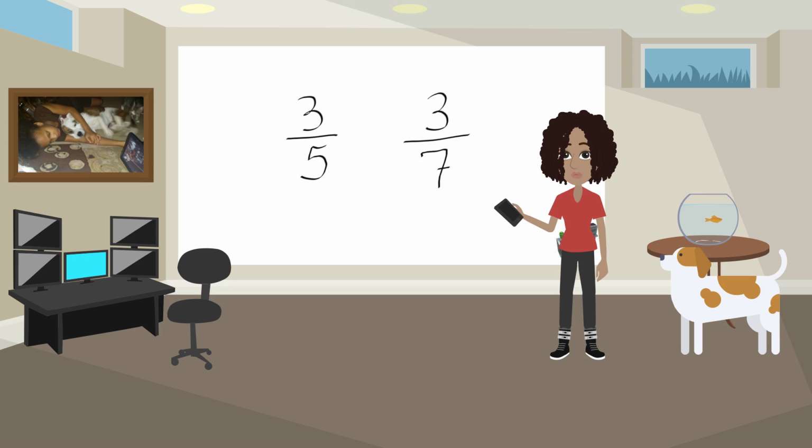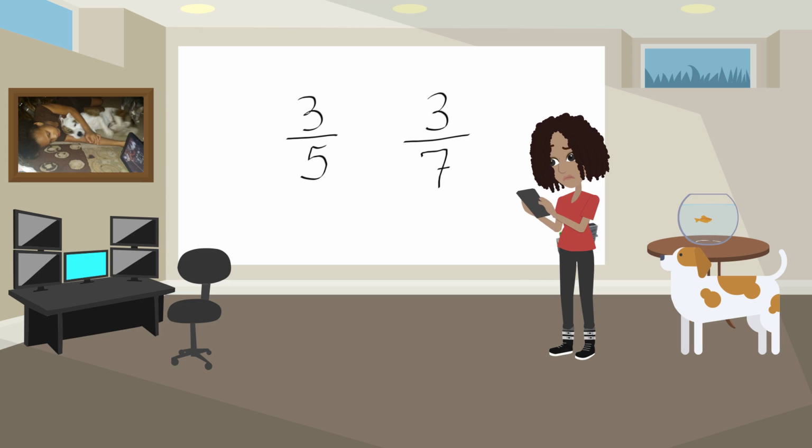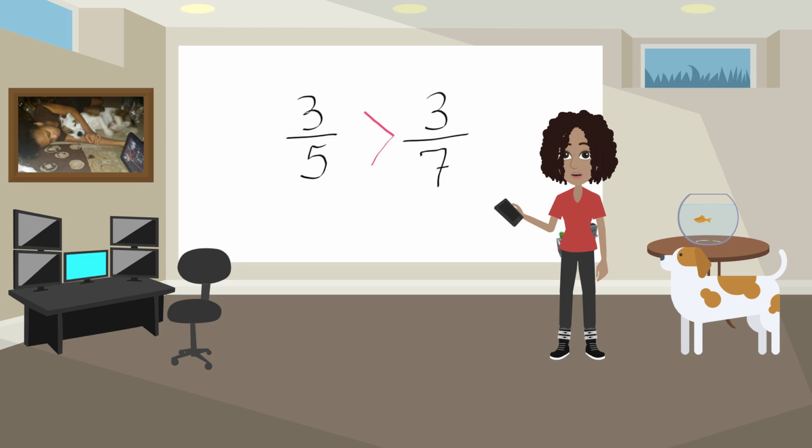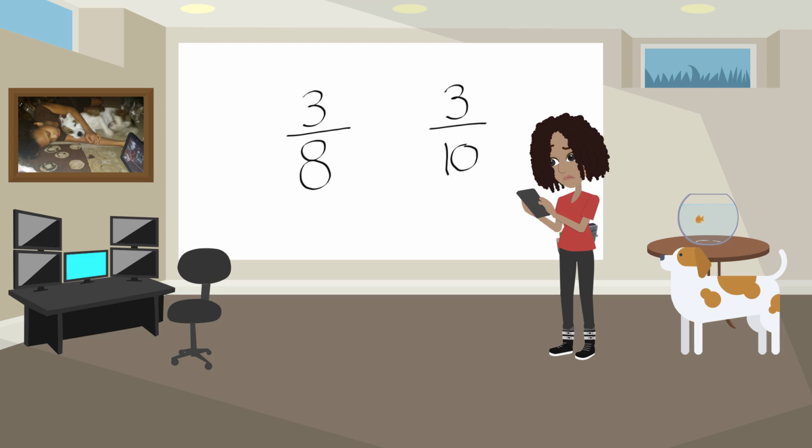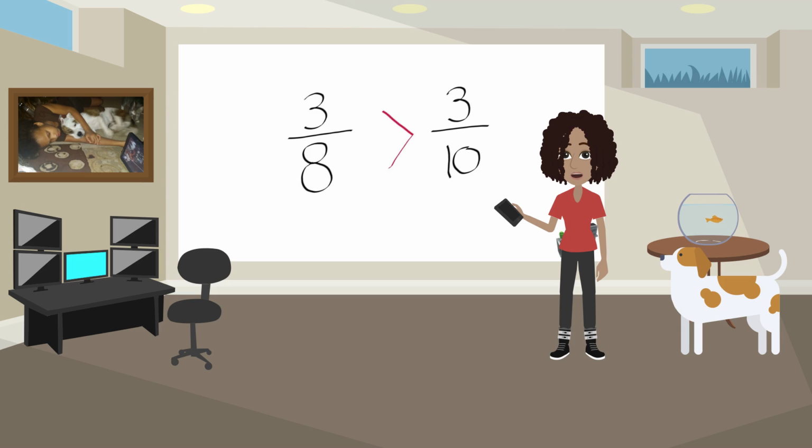Let's compare 3/5 and 3/7. 3/5 has a smaller denominator and larger equal parts, so 3/5 is greater than 3/7. Let's compare 3/8 and 3/10. 3/8 has a smaller denominator and larger equal parts, so 3/8 is greater than 3/10.